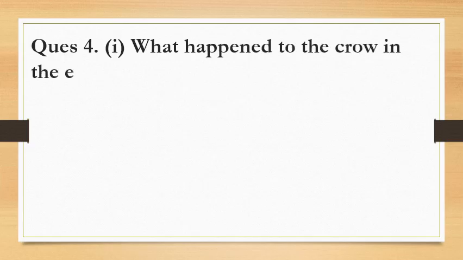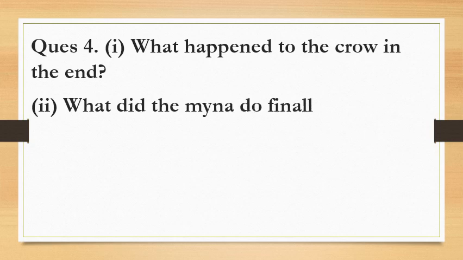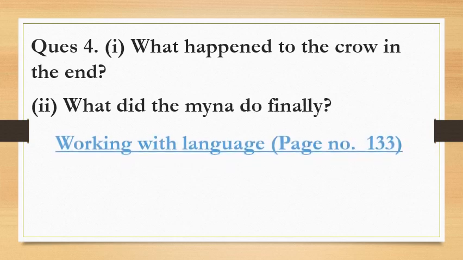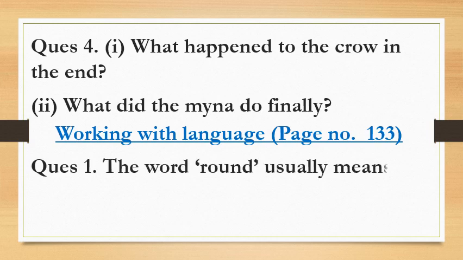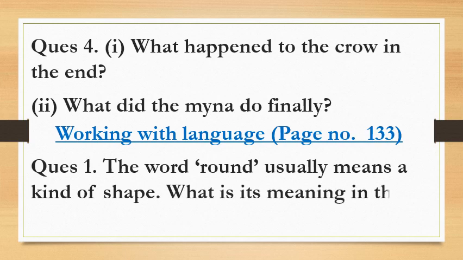So now let us see question number 4 part 1. What happened to the crow in the end? Part 2 is what did the myna do finally? So now let us see a question of working with the language which is on page number 133 in your book. Question number 1 is the word round usually means a kind of shape. What is its meaning in the story? So this question you have to do in your notebook.